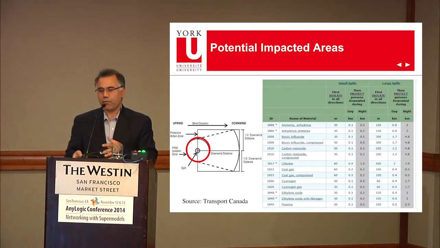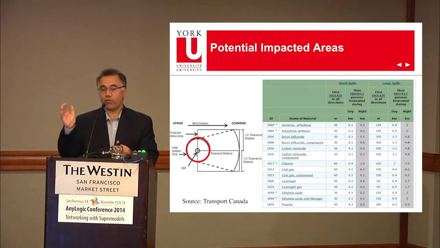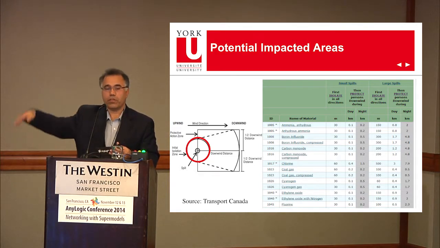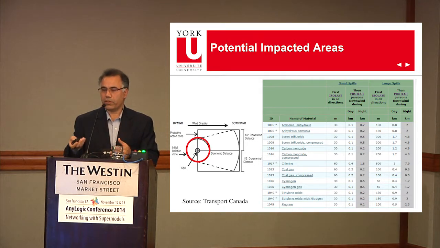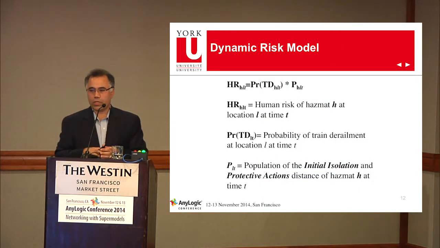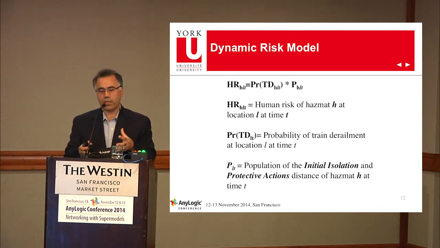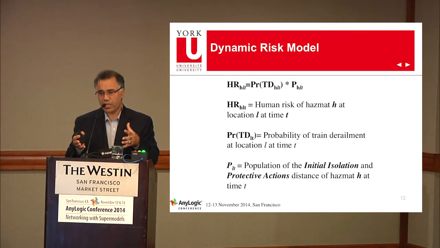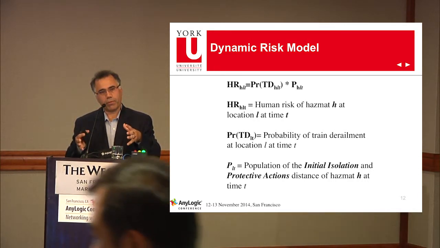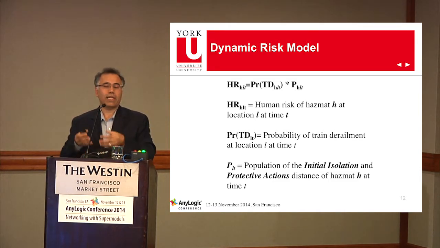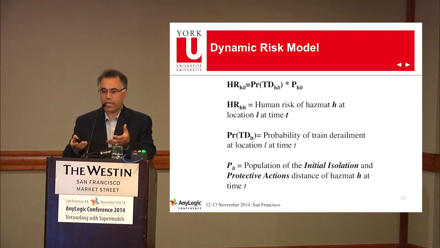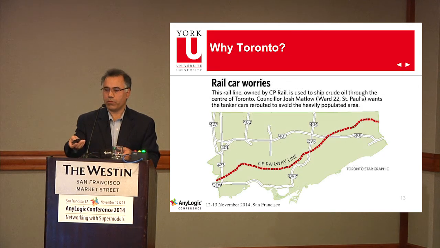Of course, for smaller spills, the downwind is an important factor, but for a larger spill, you have to consider the whole buffer zone around your derailment event. So the overall dynamic risk model would be multiplying your derailment probability by your population at risk at any given point at any given time. That's what we are putting together here.